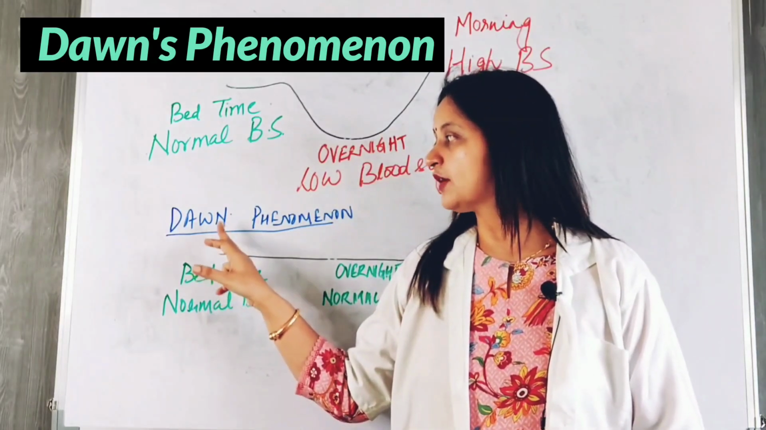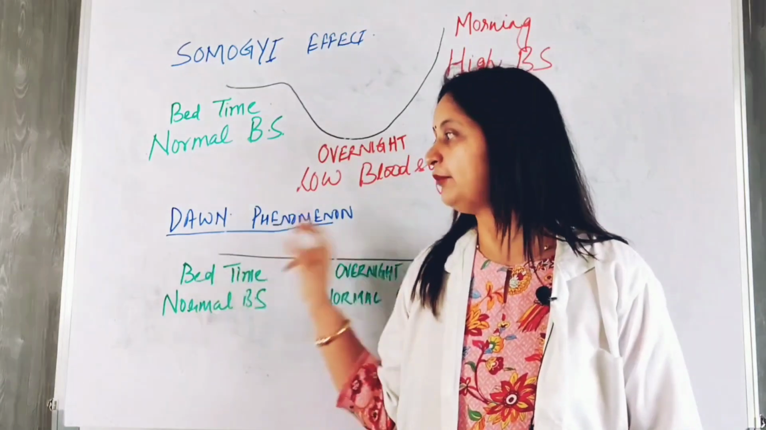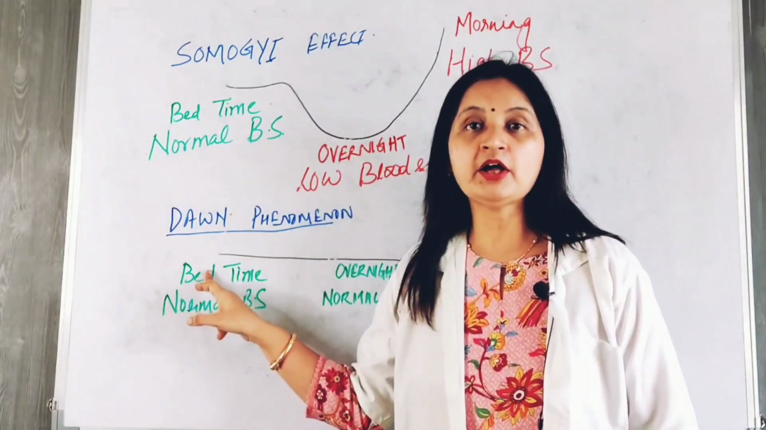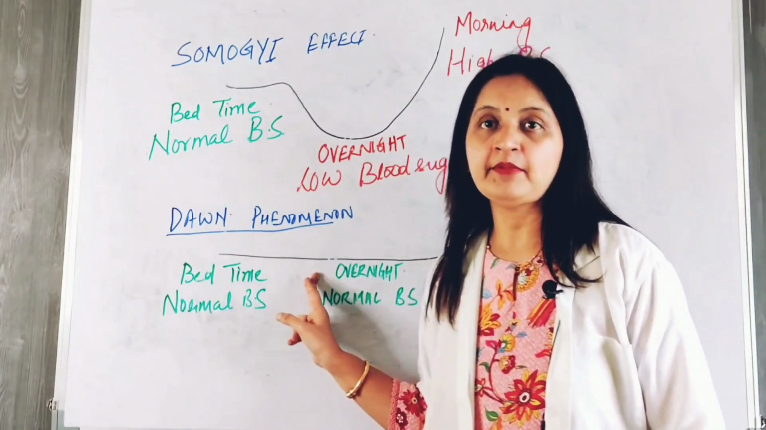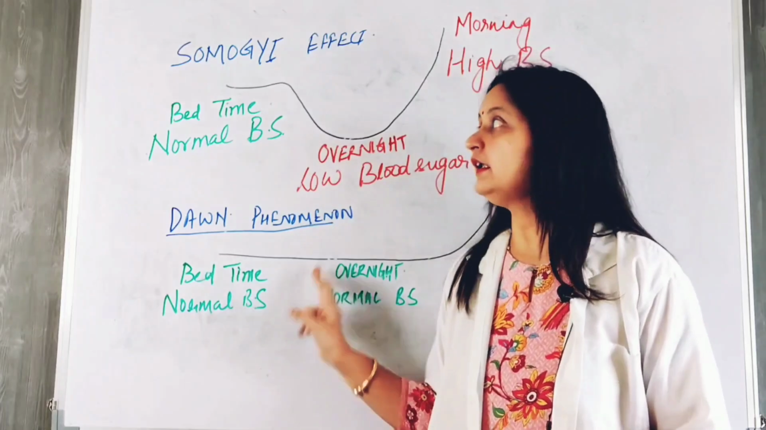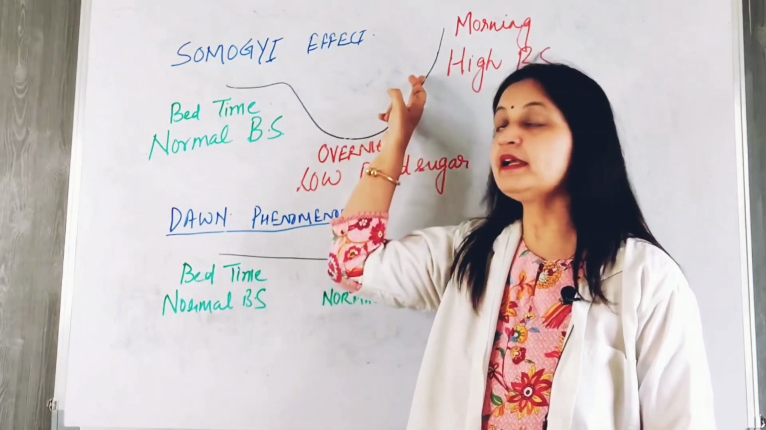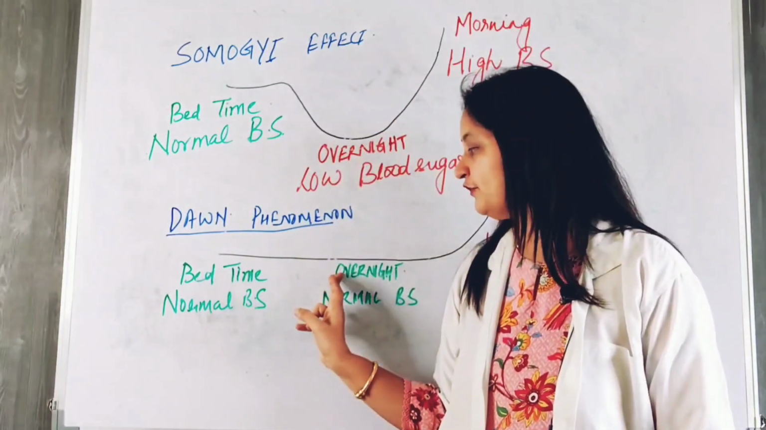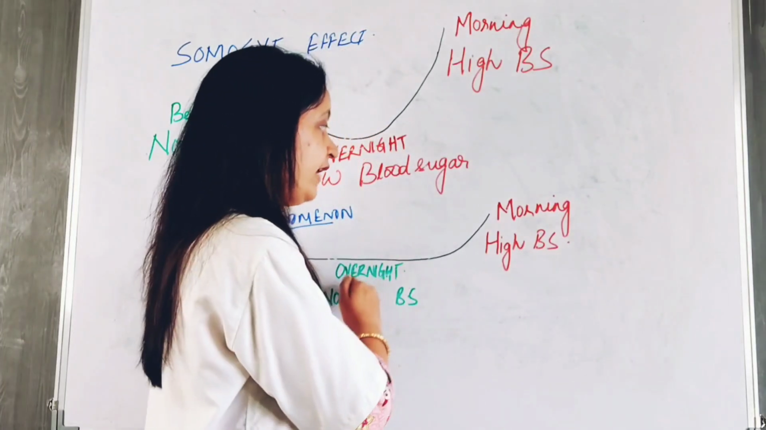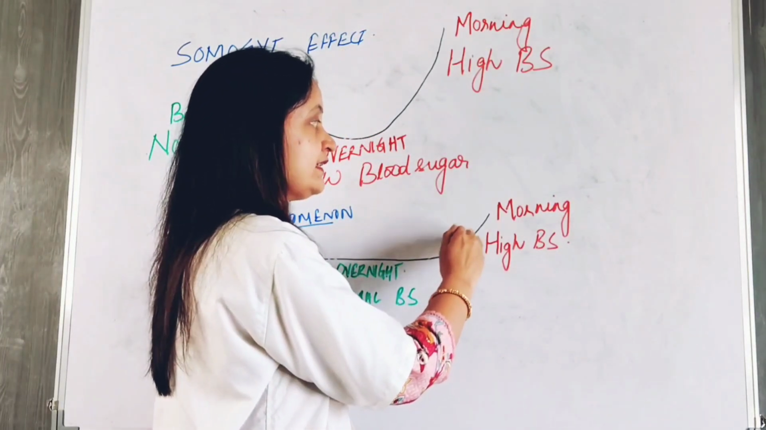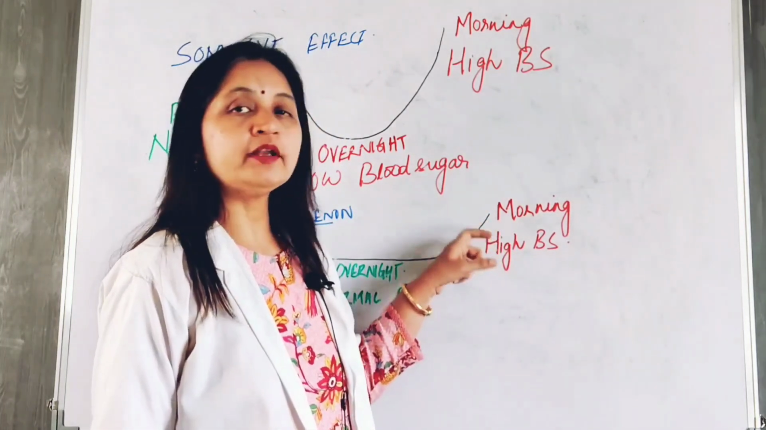Now the bottom figure demonstrates Dawn phenomenon. The figure drawn here represents the blood glucose level from bedtime to early morning. At bedtime, the blood glucose level is normal, and during the night, typically at 2 to 3 a.m., the blood glucose level is normal, unlike Somogyi effect where there is a period of hypoglycemic stress leading to hyperglycemia in the morning. But in Dawn's phenomenon, the blood glucose level is normal at 2 to 3 a.m. and it gradually increases as night passes and is characterized by high blood glucose levels in the early morning hours.